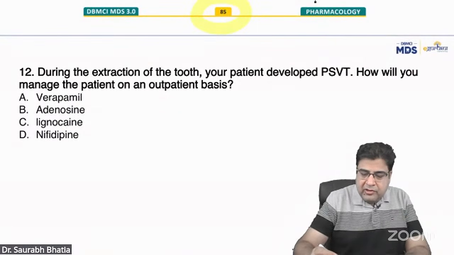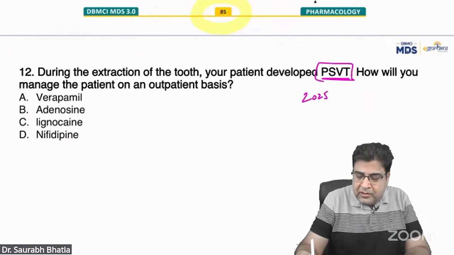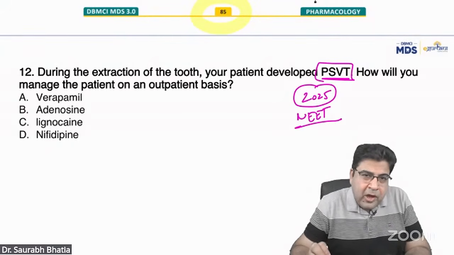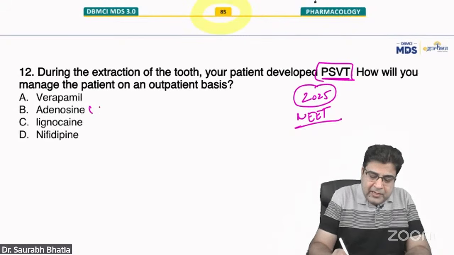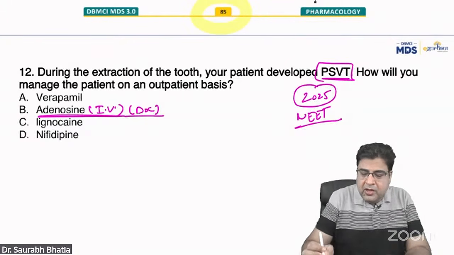During the extraction of teeth, patient developed PSVT. So this was asked in your November 2025 NEET also. The patient has got PSVT. How will you manage the patient on outpatient basis? The hospital में adenosine is given by IV route. So it's a drug of choice given by IV route.